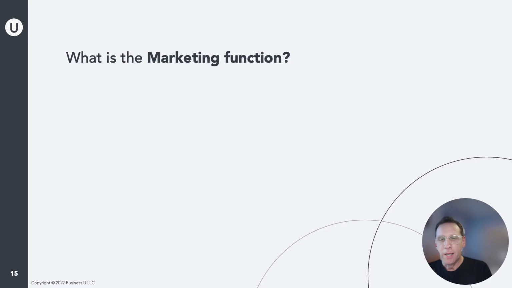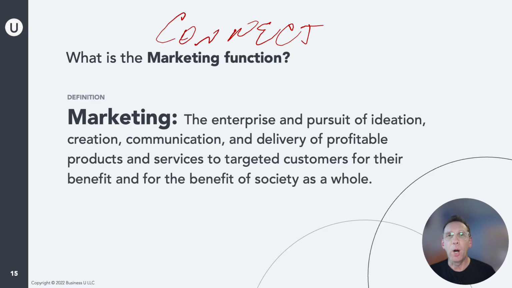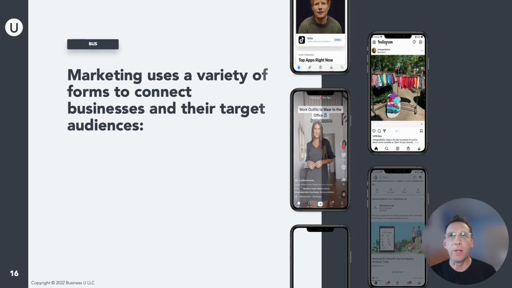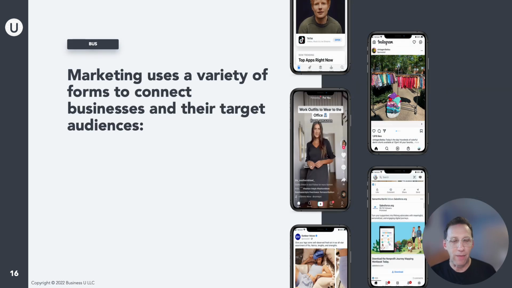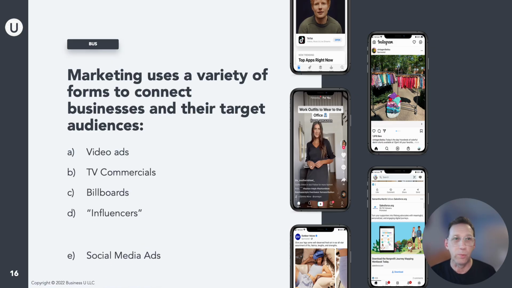Next is the marketing function. This is in your 6 C's. This is your connect. Marketing is the enterprise and pursuit of ideation, creation, communication, and delivery of profitable products and services to targeted customers, for their benefit and for the benefit of society as a whole. Now, marketing uses a variety of forms to connect businesses and their target audiences. It could be video ads, TV commercials, billboards, influencers that we see all the time on social media, and social media ads. And of course, there are pop-up ads that you find in games and on your phone.